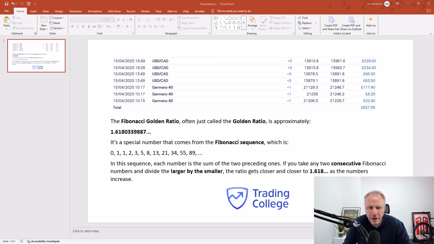On this lesson, we're going to dive into the trade from yesterday, the dollar CAD, 15th of April. We managed to finish the day in the account up £927.95. And I want to talk through the structure and the strategy and why I took the long side trade, because the dollar's been selling off a lot recently. Why did I decide to go long? It was partly due to the structure of a trend.